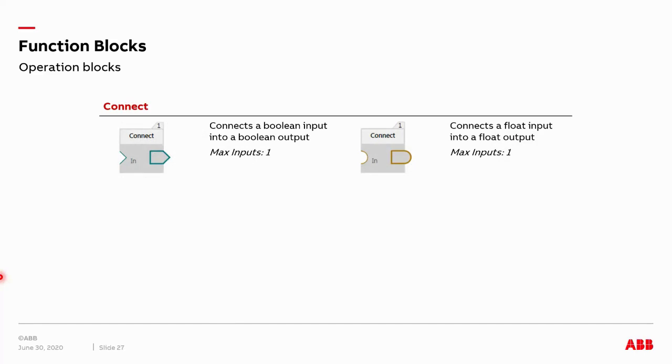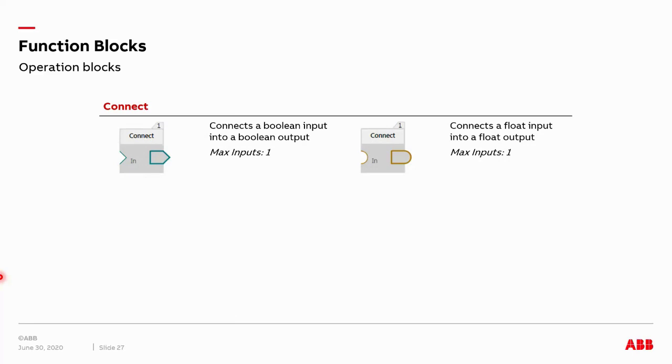And the last set of operation blocks are the connect blocks. These are ultimately connects for the booleans and connects for the floats. Oddly enough, this is something that doesn't seem like it would have a lot of use, but every program I've ever written, I scatter them throughout because there's going to be a time where I can't connect one thing to the next thing.